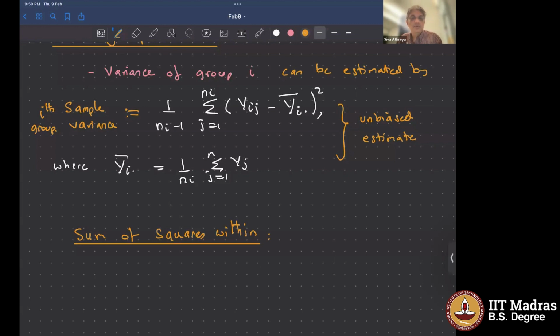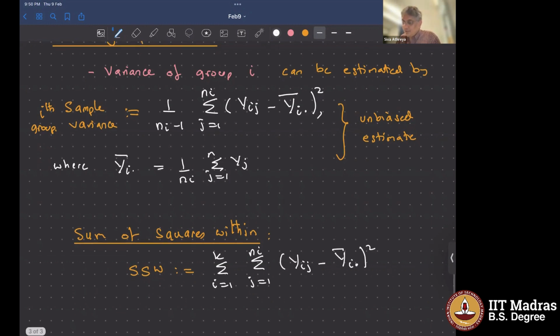Right here, I do the same thing. I do SSW. So SSW, sum of squares within, is defined as: I will just take the sum over all the groups i equal to 1 to k, and I will take the sum from j equal to 1 to n sub i for each i. And what I'll do, I'll just take the y_ij and subtract y bar i dot, the whole square, just like I did before. I won't divide it. I'll just think of it as just the sum of squares.